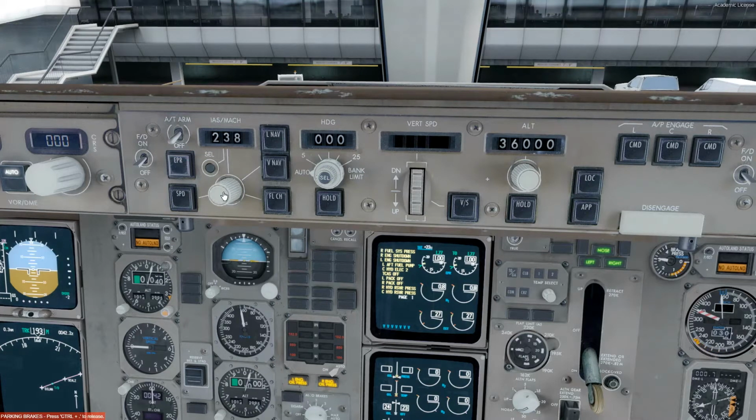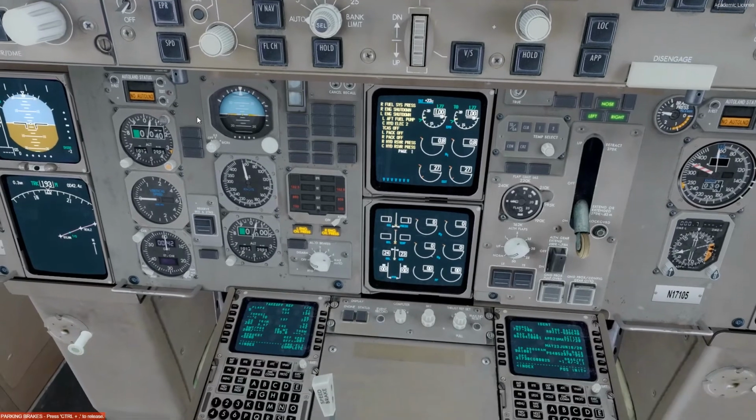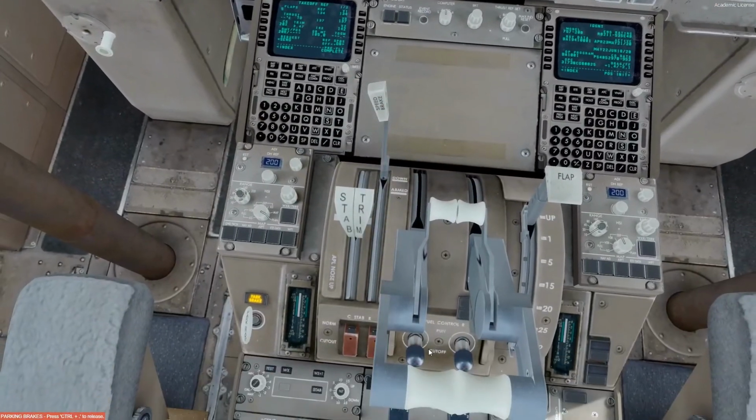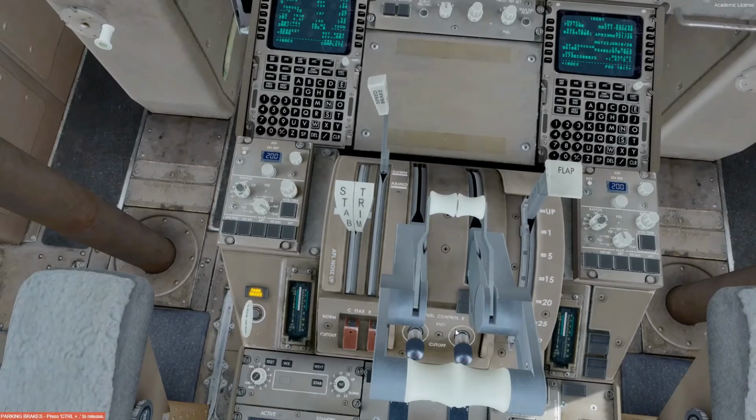Our airspeed, we're going to select 250 knots. That is, it might differ in real life, but for the simulation we're going to select 250 knots, and that is the maximum airspeed you're allowed to fly at when you're below 10,000 feet. Then we're going to arm the auto throttle. That'll automatically control the throttles for us.